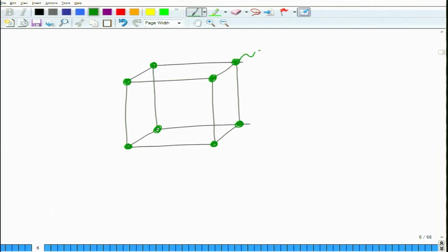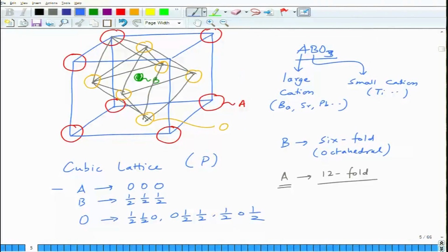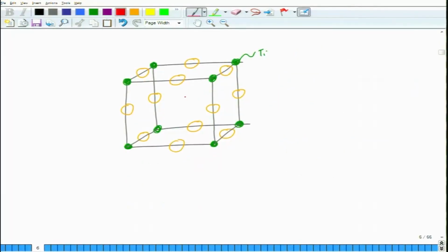Now, these are titanium atoms. Where does oxygen go? Oxygen goes to the... and where does barium go? The barium goes to the... what is the color barium we used? Red one. Okay, put the red one right here.